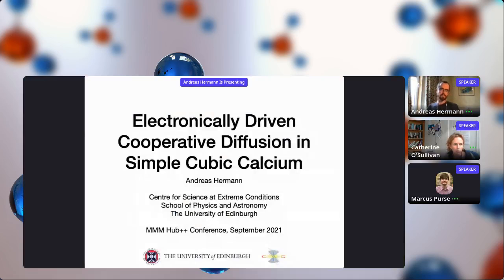And Andreas is going to talk about electronically driven cooperative diffusion in simple cubic calcium. Yeah, thank you very much. Right, I guess you can hear me all right and see the screen.